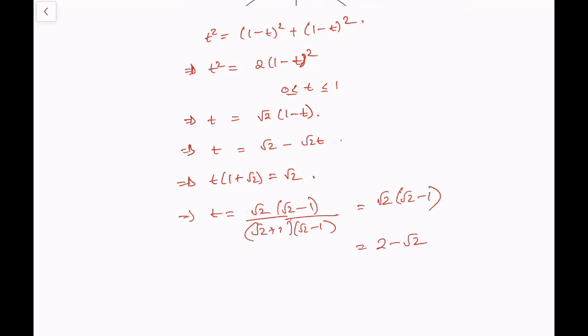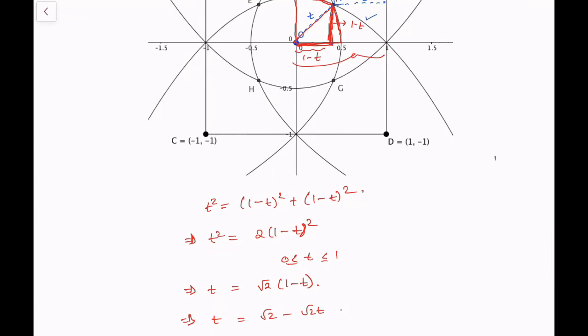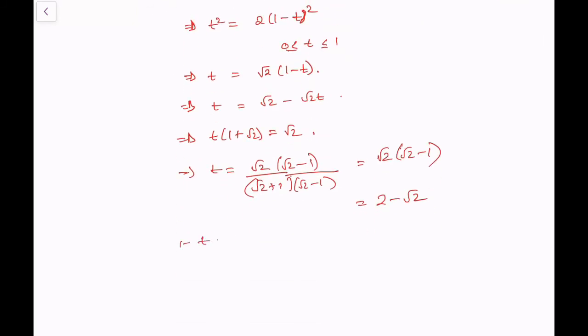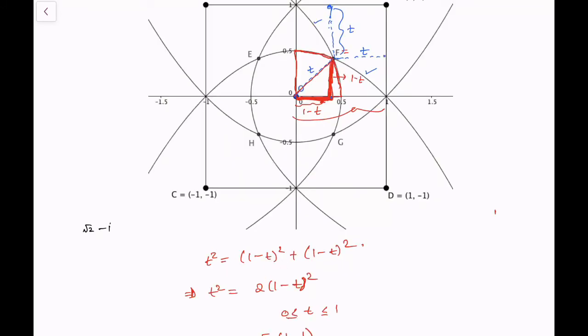So this is t. We are however interested in 1 minus t, because that would give us the coordinate of the point F. So 1 minus t is 1 minus (2 minus square root of 2), which is square root of 2 minus 1. Coordinate of the point F is (square root of 2 minus 1, square root of 2 minus 1).